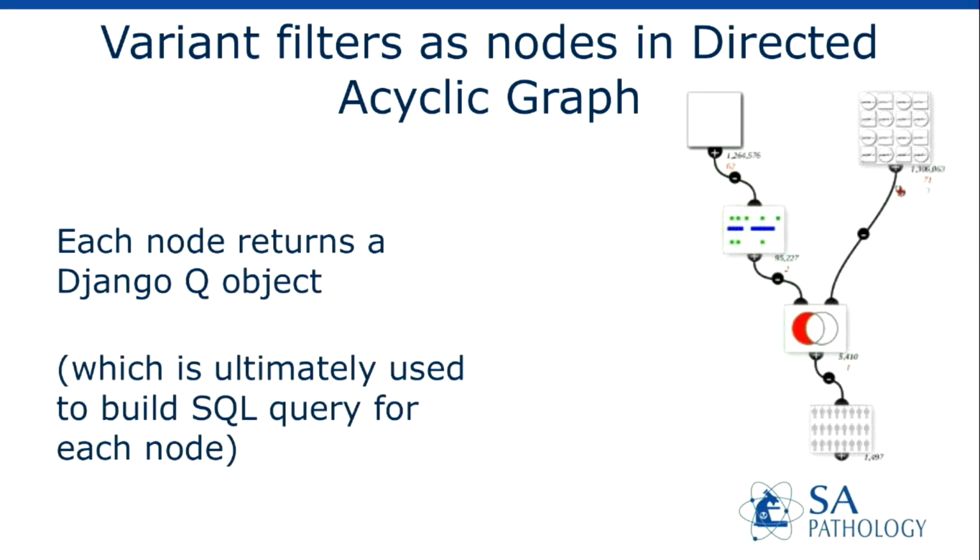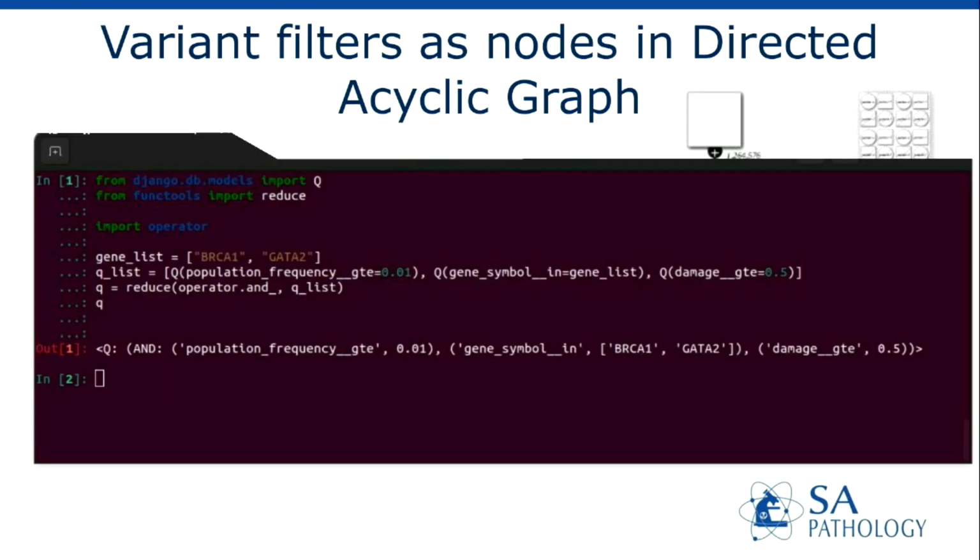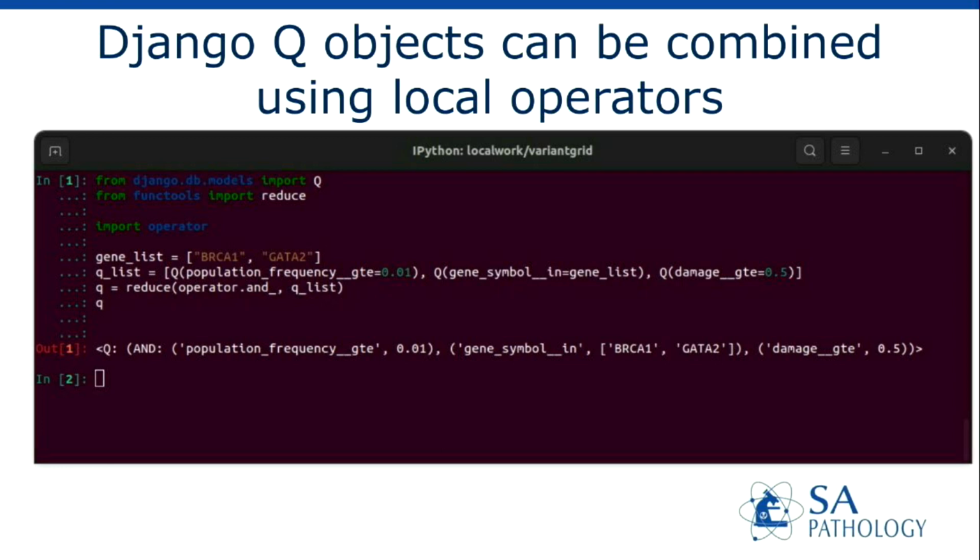The way it works under the hood is each node returns a Django Q object, which is basically Django's way of filtering a query set or an SQL query. So you can take these Q objects, do logical operations on them, and make a SQL query. Here's an example. I've got a whole bunch of Q objects.